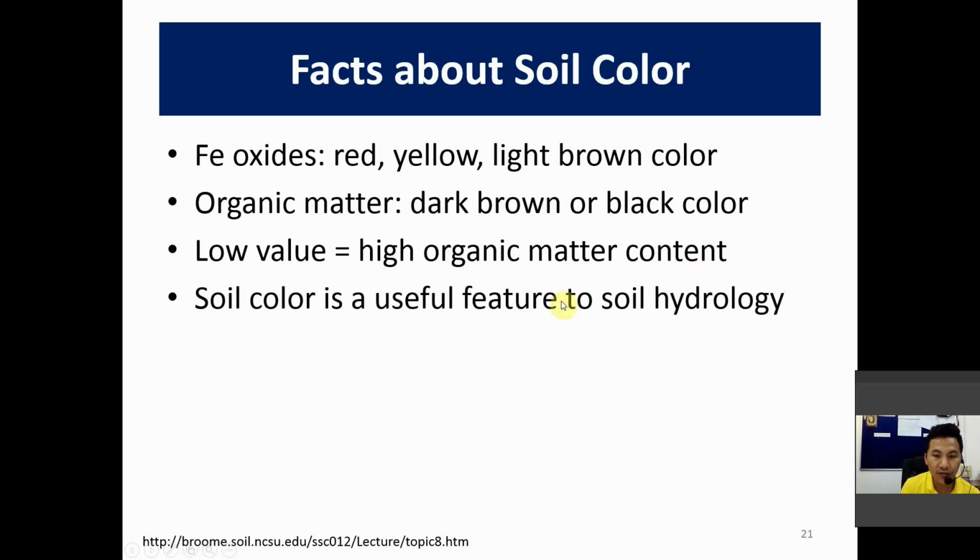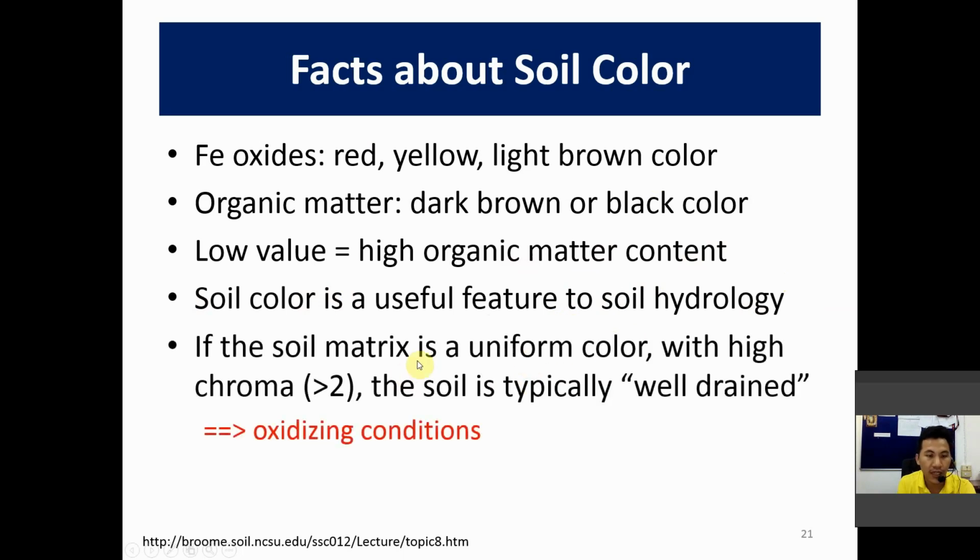Soil color is a useful feature for soil hydrology, like I said, you can tell the story about how soil can drain water. If the soil matrix is a uniform color, it means you have the same color throughout the profile, and you see the color is high chroma, at least above 2, so that soil is typically well drained, and that is in the oxidizing condition. They have a lot of oxygen.